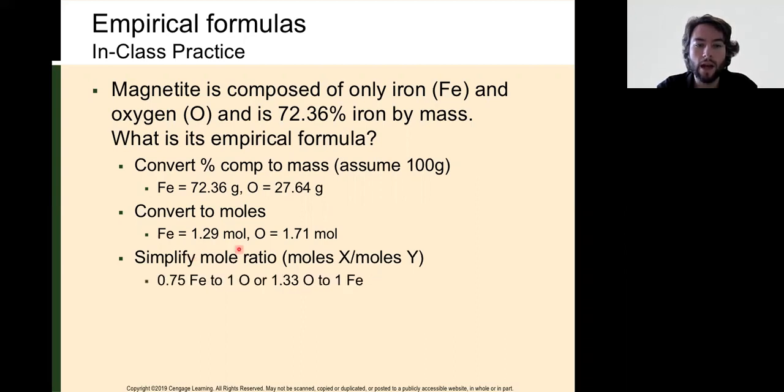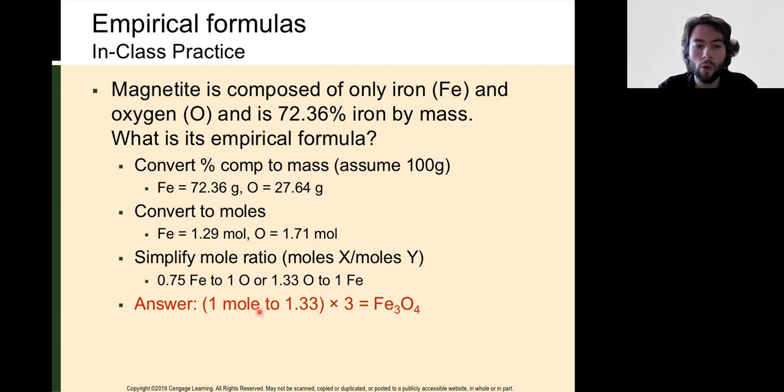So if it is iron over oxygen, we end up with 0.75 iron to 1 oxygen, or if it's oxygen over iron, we have 1.33 oxygen to 1 iron. So this is to the base 3 and this is to the base 4. If it's this ratio we're using, we'll have to multiply by 4. And if it's this ratio we're using, we have to multiply by 3. Both are perfectly fine. So the answer in your textbook will be this.